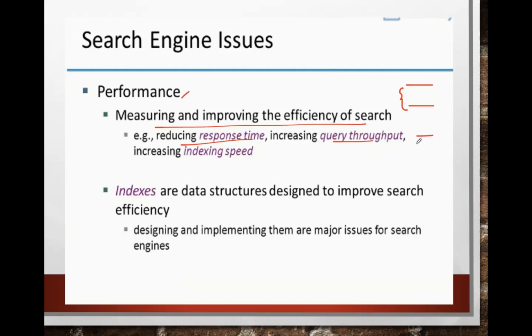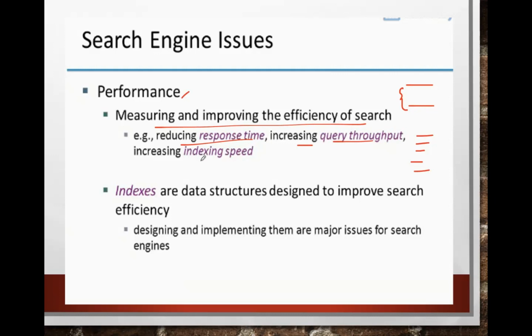Say if the search engine is able to execute more number of queries over a specific period, then we can say that the query throughput is high. And increasing indexing speed. So what is indexing? How to increase it? Indexing mainly allows the database to quickly retrieve the data from the large table and reduce the time it takes to run the queries.